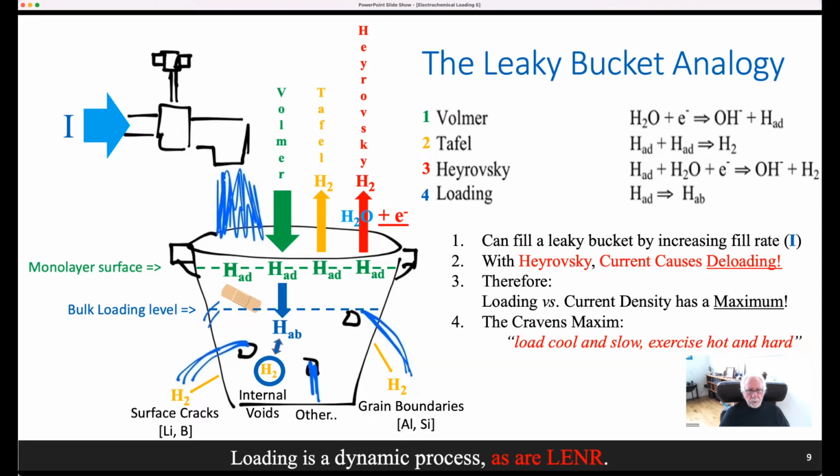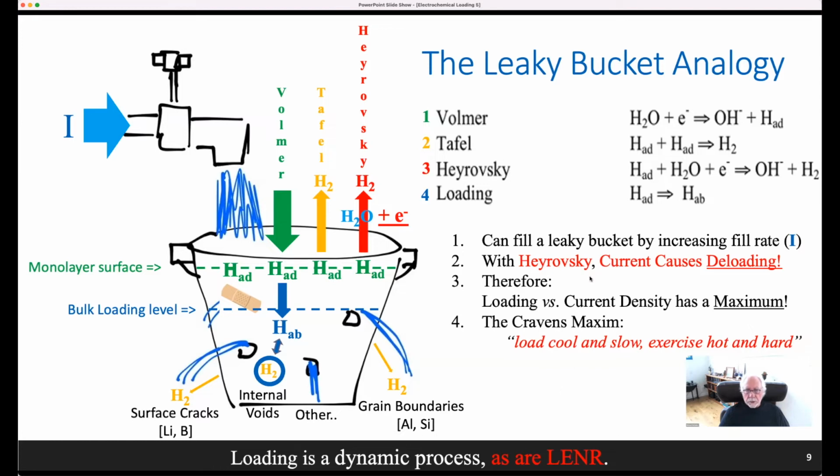Alloying helps somewhat. Lithium does this naturally, and we've added boron, which seems to help with this problem. But you can always fill a leaky bucket by increasing the fill rate, which in this cartoon is the current I.